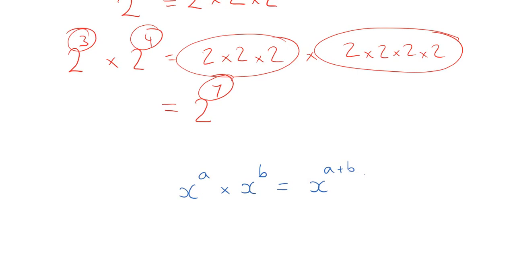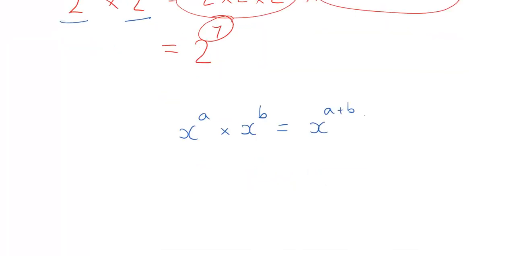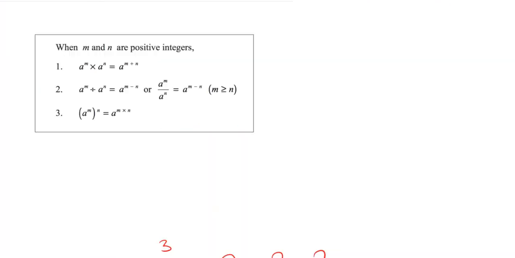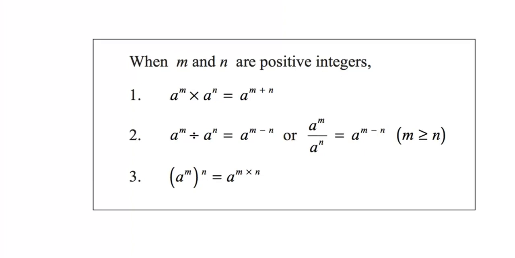We've got to be careful that the base is the same, or the x's are the same. So, for example, I can't do 3 squared times 4 cubed and use this rule. It won't work because I have different bases. The bases must be the same. So there's our first law, and we have written it up here in a nice, easy to understand format. We add the powers when we multiply two numbers of the same base.